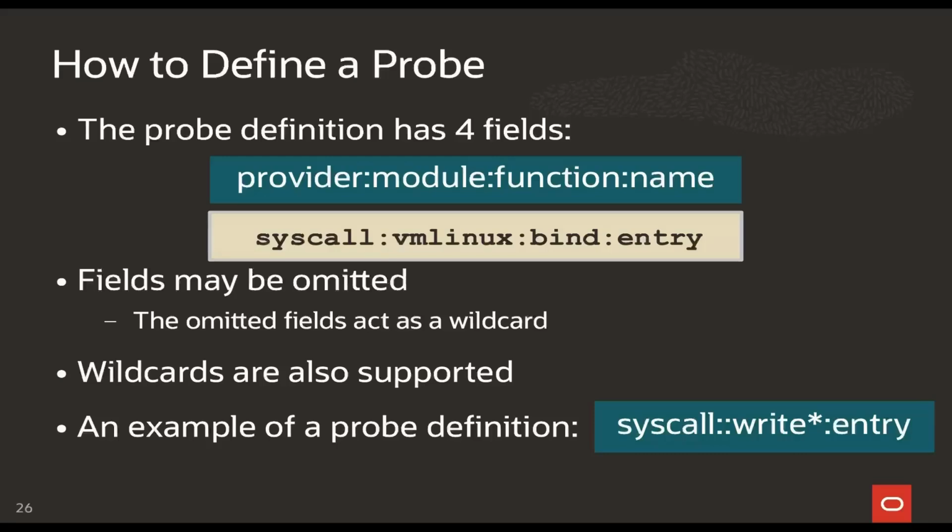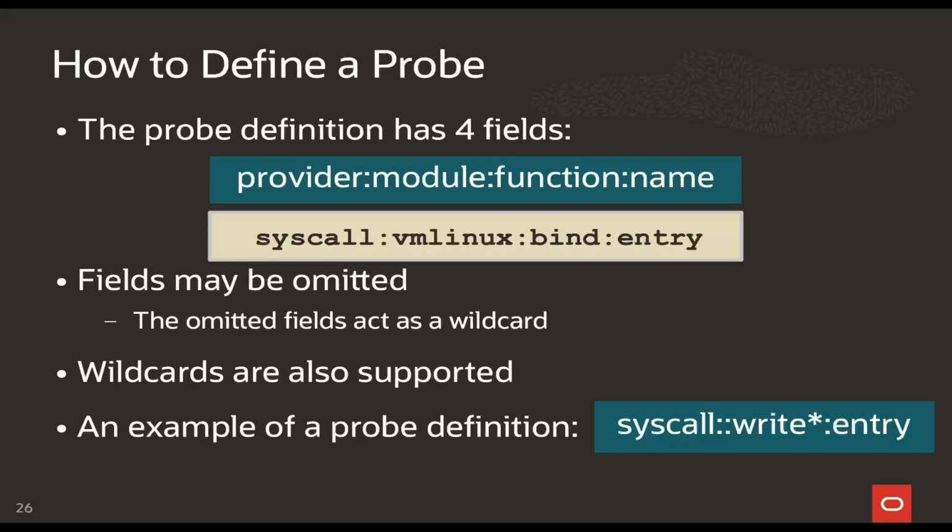Well, a probe definition consists of 4 fields: the provider, the module, the function, and the name. For example, as was shown on the previous slide, one probe could be the syscall provider with the vmlinux module, the bind function, and the name would be entry. I want to probe as soon as the function bind is executed. That's when some action should be taken. And again, the action is under my control.